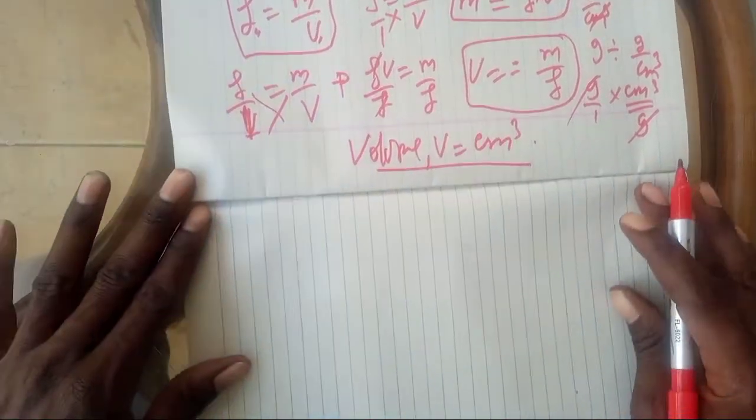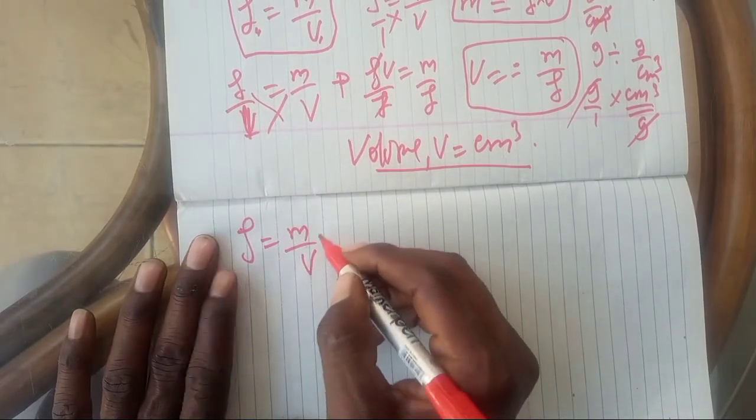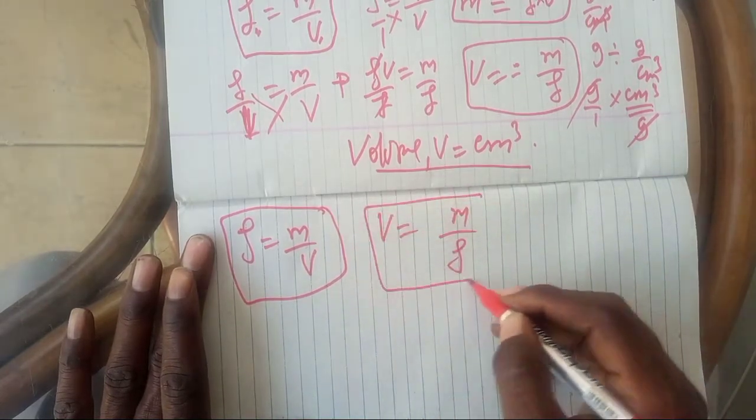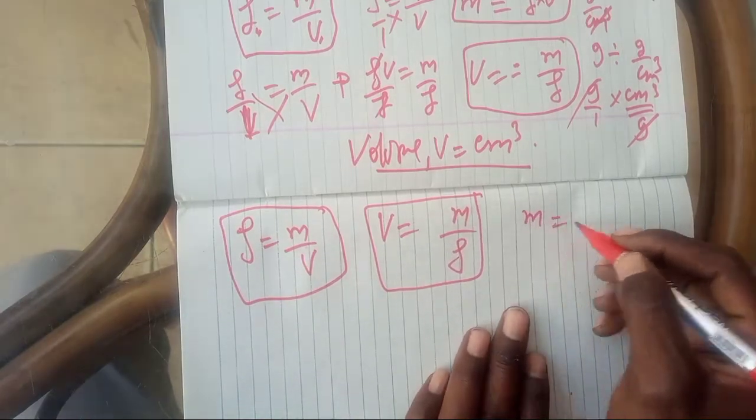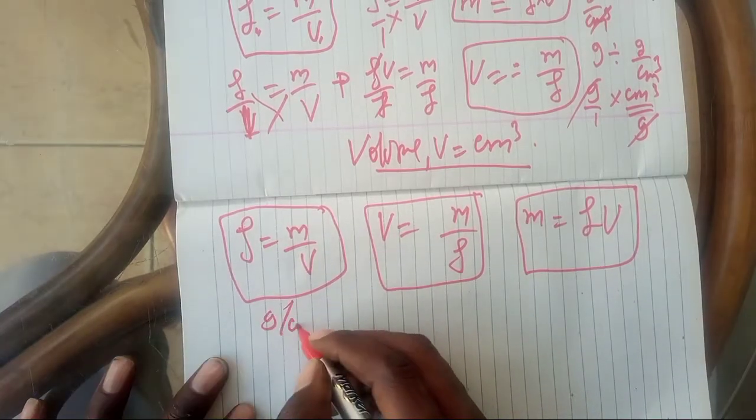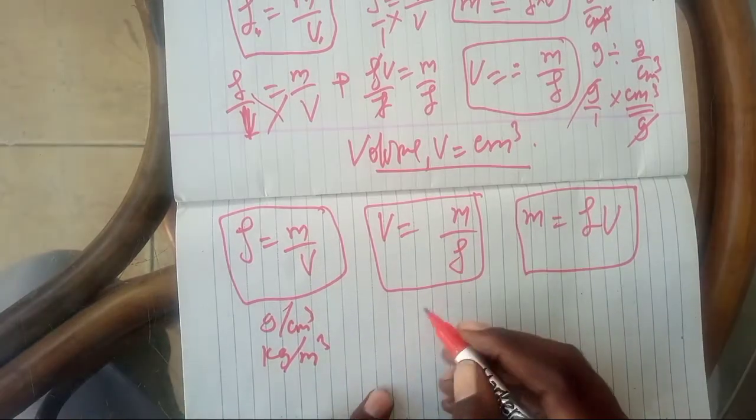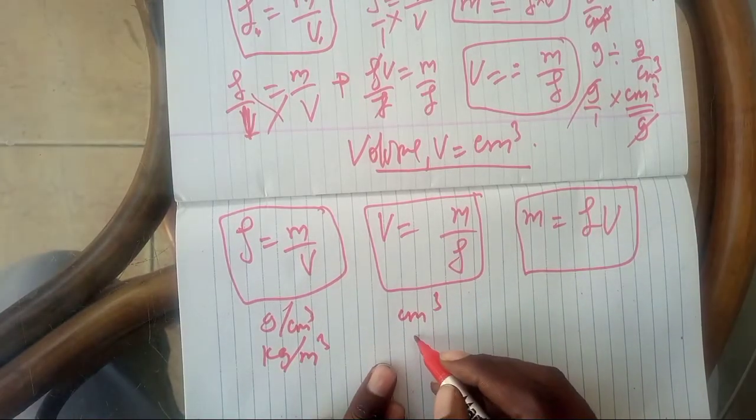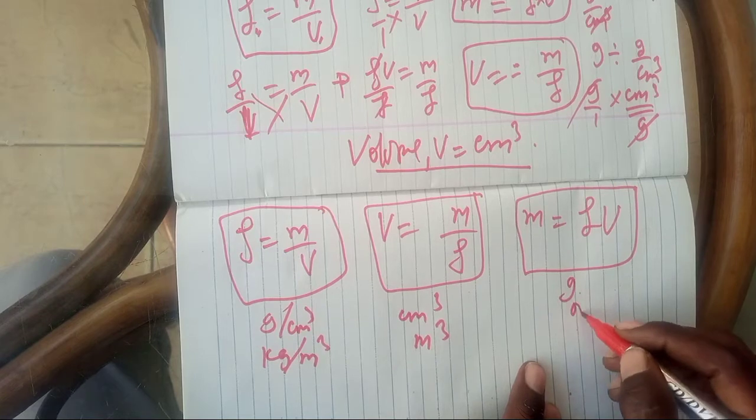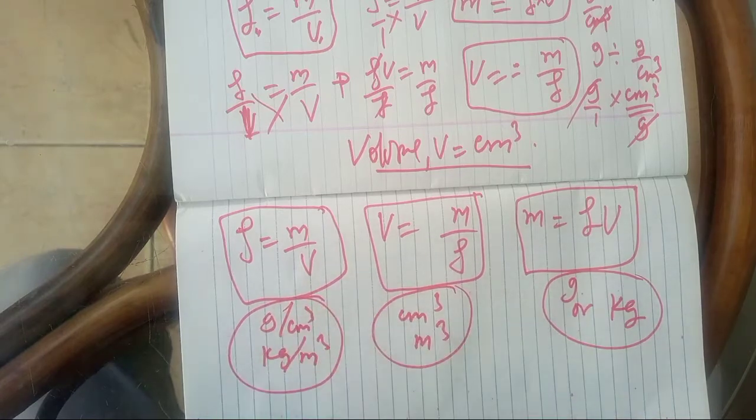So in general we say density is equal to mass over volume, but volume is equal to mass over density, and also mass is equal to density times volume. This is what we can say. But density is gram per centimeter cubed or kilogram per meter cubed, and here volume is given in centimeter cubed or meter cubed, and here mass is given in terms of gram or kilogram. So this is all about how we can calculate density of a regular substance.